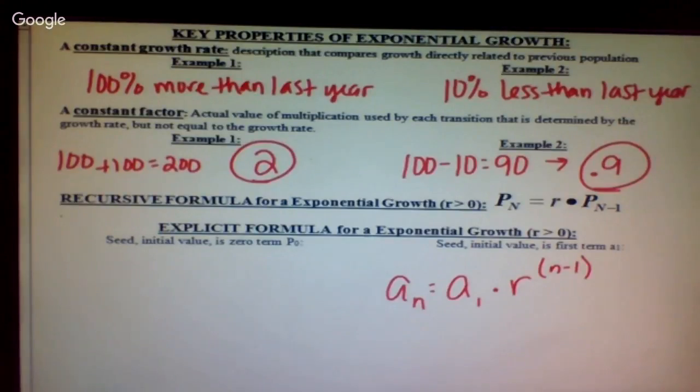For this, though, I can also use A sub n equals P sub 0 times r raised to the n. Both of these will give you the same exact answer. Okay, so you can take your initial value times your constant rate raised to whatever number you're trying to find. I personally do not care which one you use. But again, the only one you're going to be given on your formula sheet is this one. Okay, you're not going to be given that.